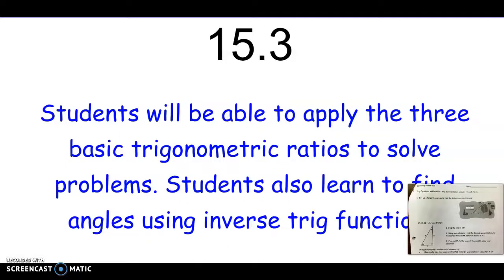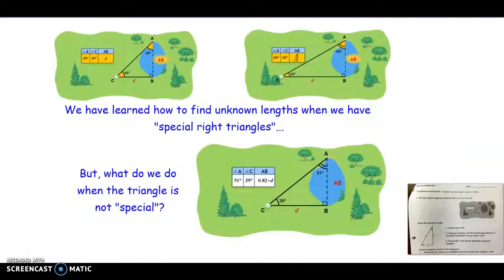In this lesson, you're going to be able to apply the three basic trigonometric ratios, which are sine, cosine, and tangent, to actually solve problems. So you'll be able to find unknown side lengths of right triangles and unknown angle measures of right triangles.